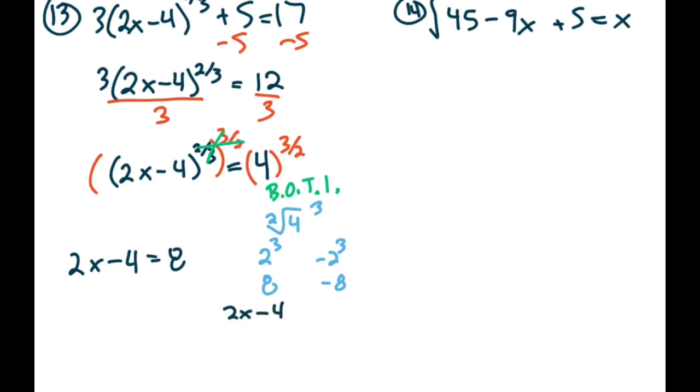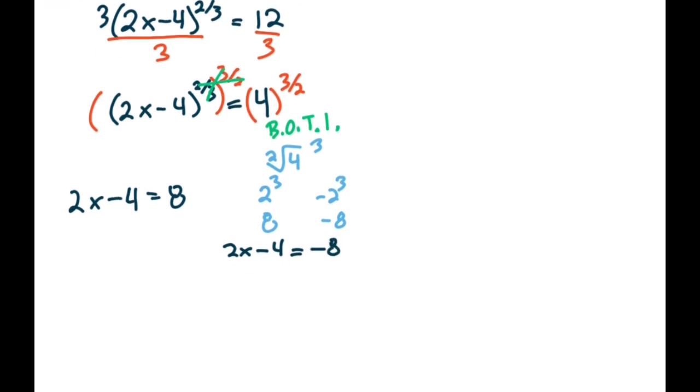We have 2x plus 4 equals 8, and 2x plus 4 equals negative 8. So for the first one, on the left-hand side, I add 4 to each side first. So 2x will equal 12. And then I get x equals 6. For the second one, I add 4 to both sides. So 2x equals negative 4. Divide by 2, so x equals negative 2.